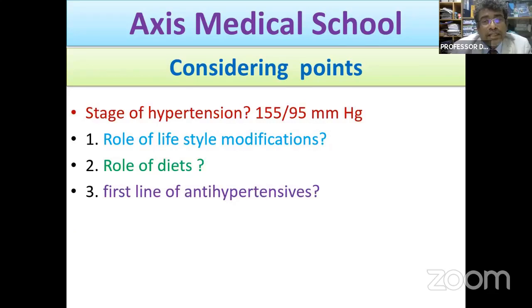So we have to think before the management. We have to stage the hypertension of this patient, so we have to know what his stage of hypertension is. We'll have a classification of hypertension later on, and we also have some questions before treating the patient: the role of lifestyle modification, the role of diets, and what the first line antihypertensive is.